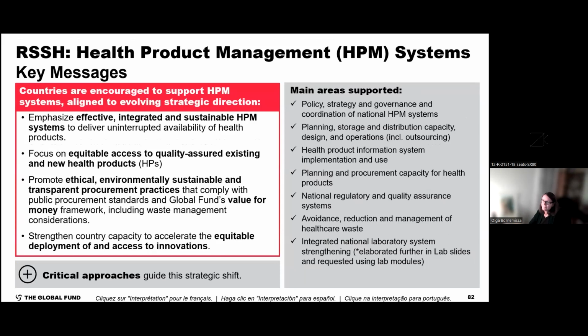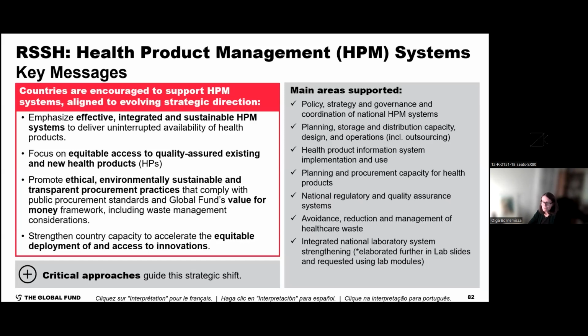This is another area where we continue to fund. The main aim of our investments in HPM is to ensure effective, integrated, and sustainable health product management systems to deliver uninterrupted availability of health products. We really want to focus on ensuring equitable access to quality assured existing and new health products. And we want to make sure this is done in an ethical, environmentally sustainable way, using transparent procurement practices that comply with public procurement standards and value for money.